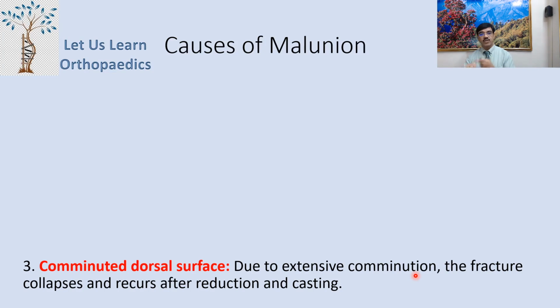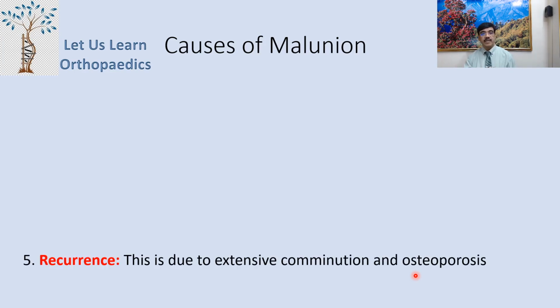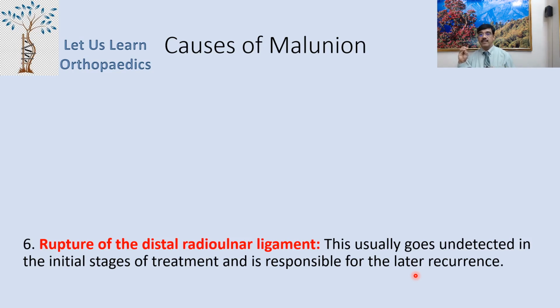Now, usually in the osteoporotic bone, there is a lot of dorsal comminution, and because of the extensive comminution, the fracture collapses and recurs after reduction and casting. Osteoporosis again may lead to collapse and recurrence. Then recurrence, again somebody falls, leading to extensive comminution and osteoporosis. And finally, the rupture of distal radioulnar ligament. Now, this usually goes undetected in the initial stage of the treatment and is responsible for the later recurrence.